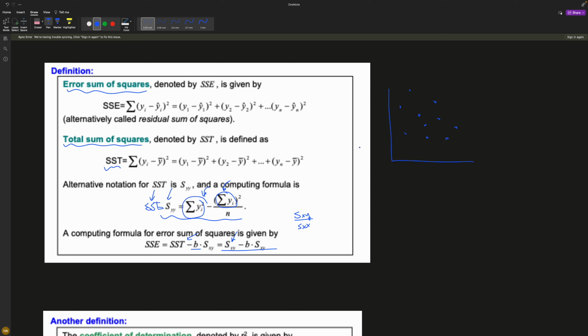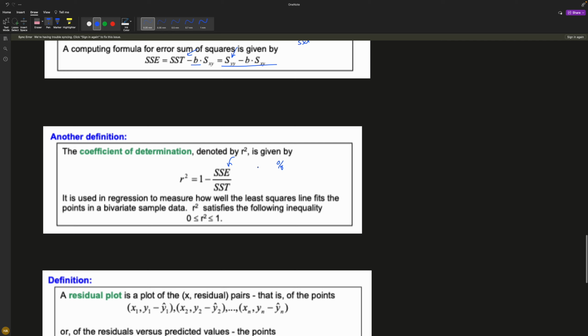SSE gives you errors, SSD gives you spread. So when I take the errors and divide it by how spread out my data is, it will tell me how many points are reasonable, aka explained, and how many points are not explained, which means they're unreasonable, or you can think of them as outliers. So when I do this, this will give me unexplained. However, because I do 1 minus whatever this percentage is, it will give me explained.